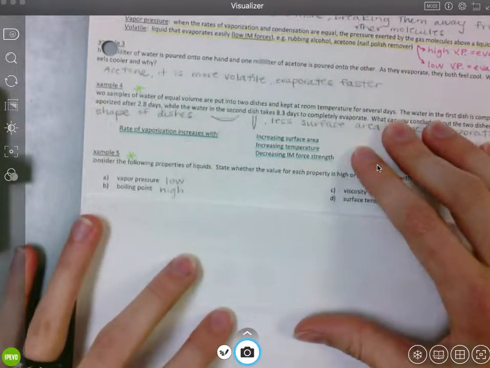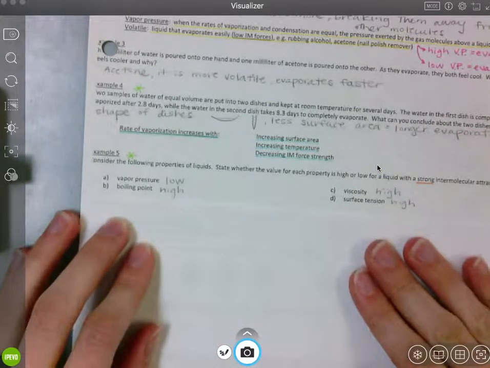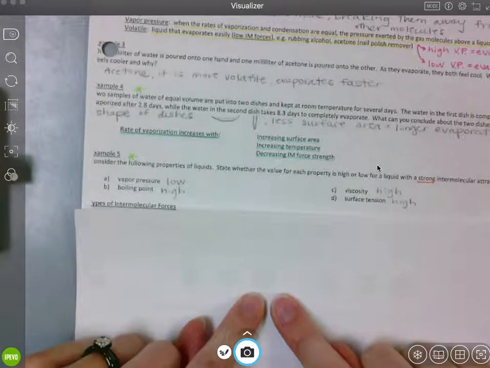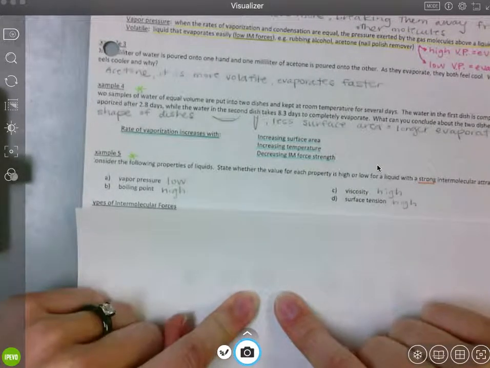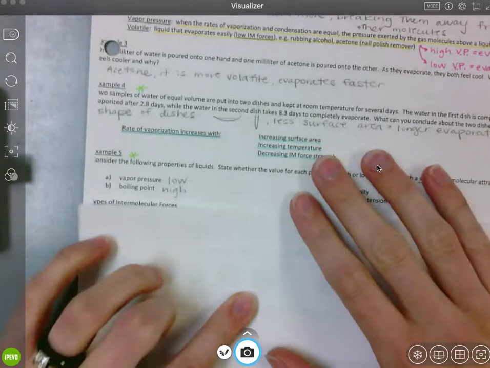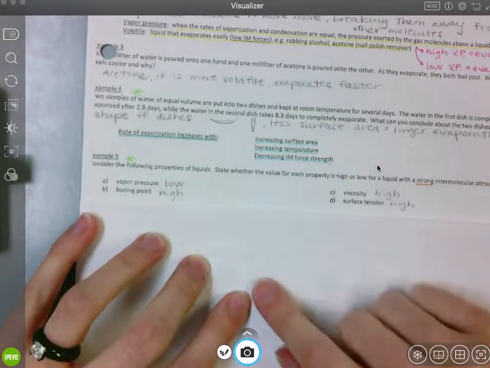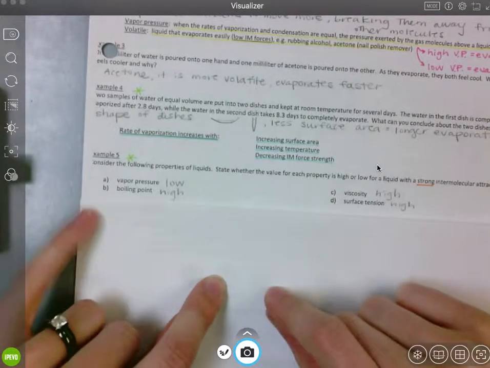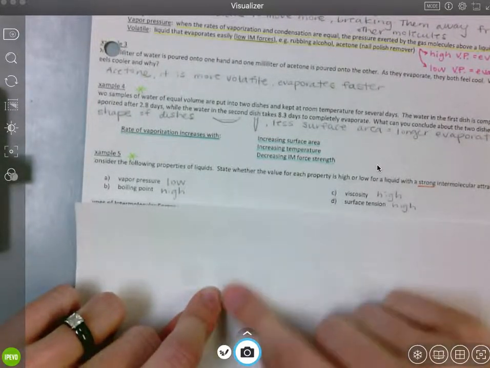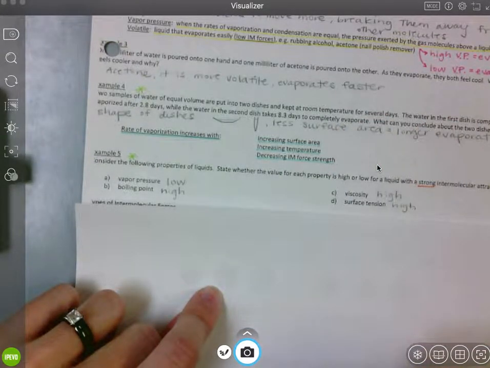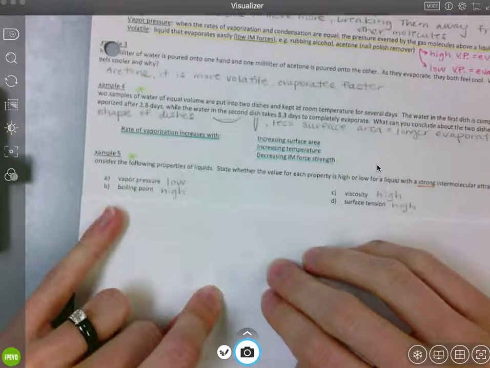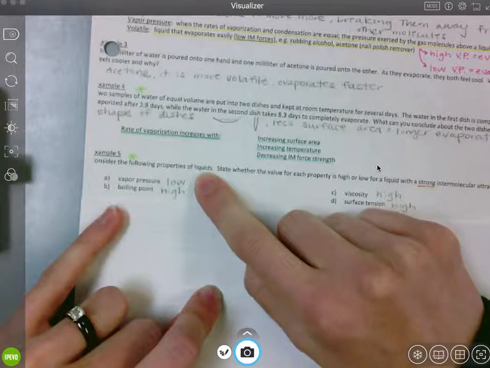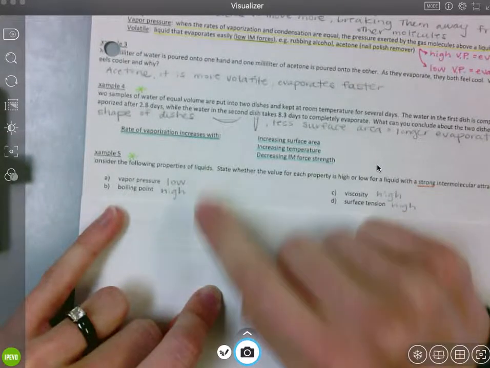All right, A, vapor pressure. If we have strong intermolecular attractions, our liquid molecules are holding hands really, really tightly. They don't want their friend to go off and be a gas. Vapor pressure, we are measuring the gas pressure above our liquid. So if our liquid molecules are holding hands tightly, that means we have fewer molecules that are going to be let go to be gas molecules. And hence our vapor pressure is going to be low. We don't have as many gas molecules above our liquid.